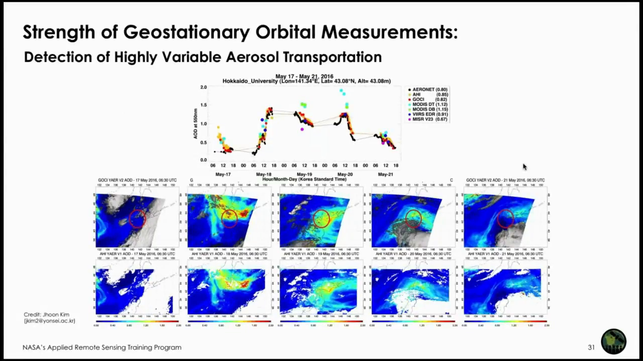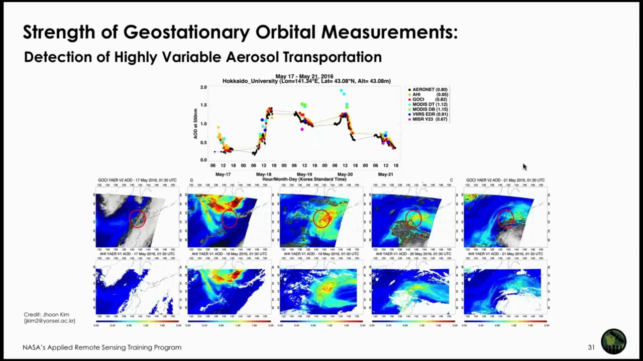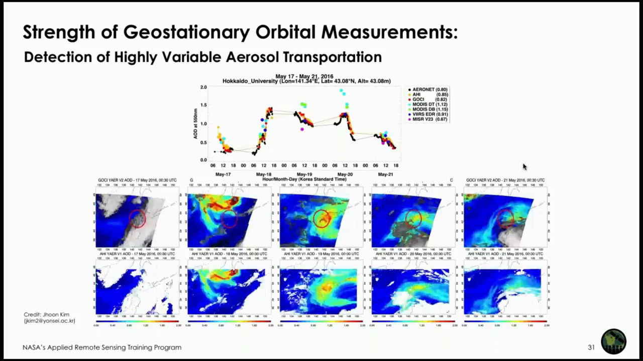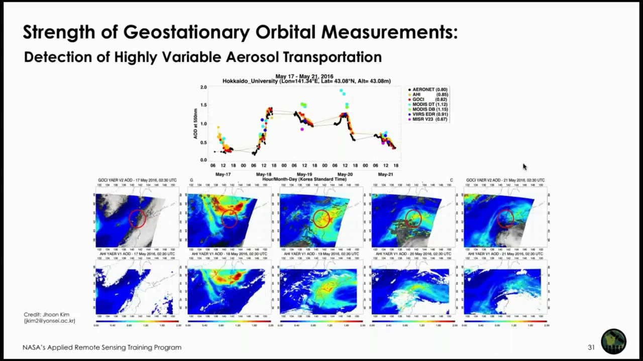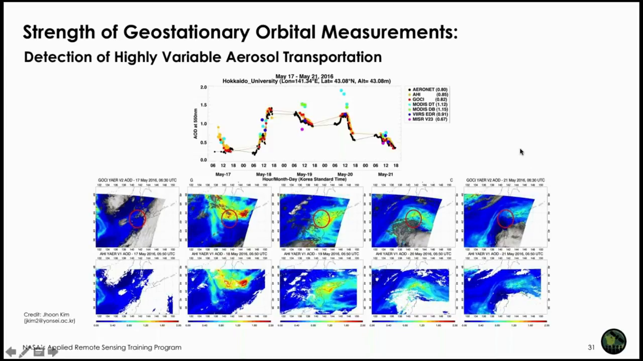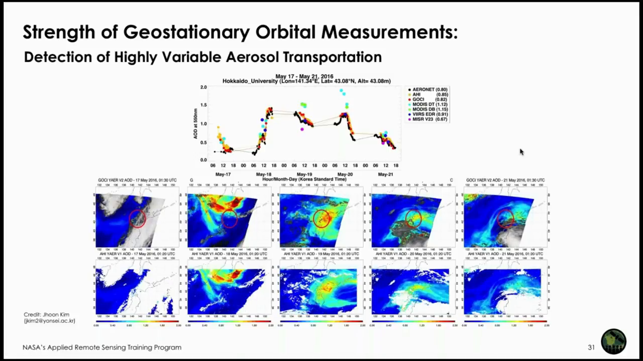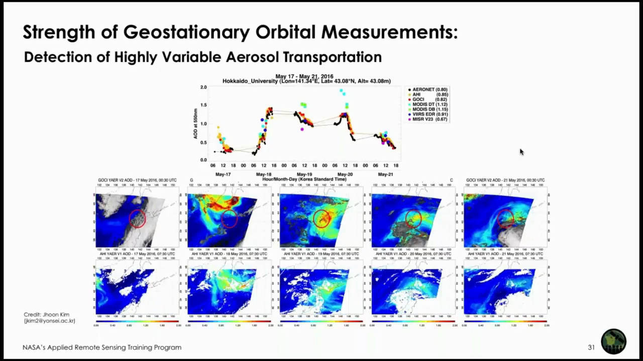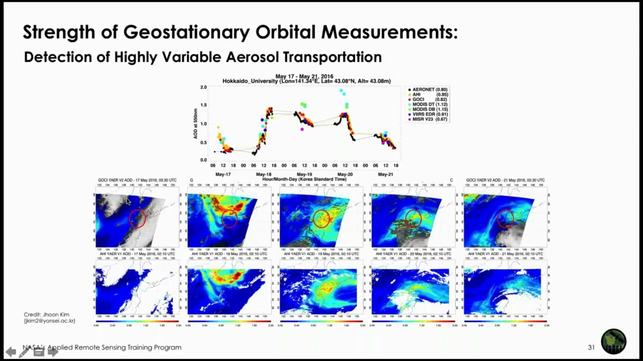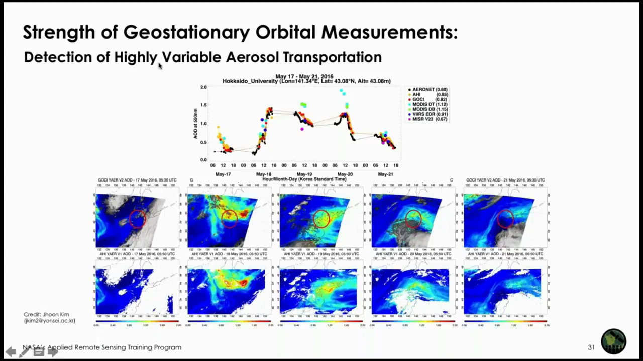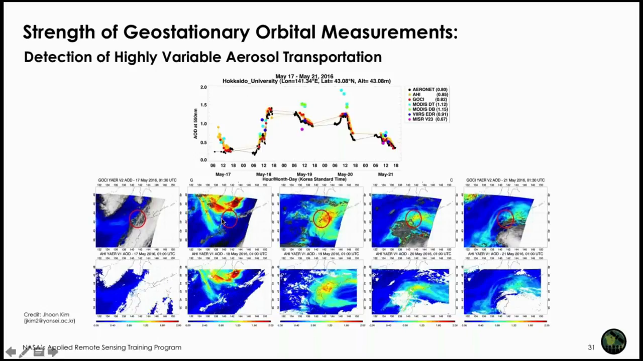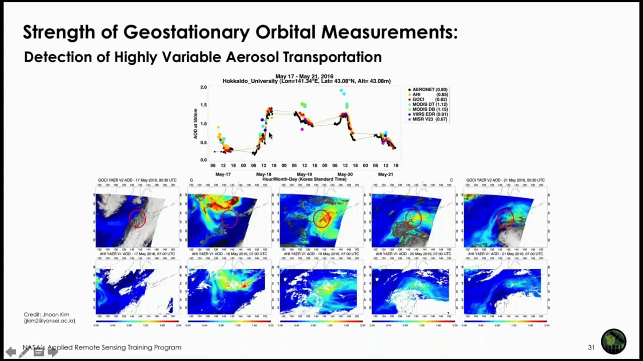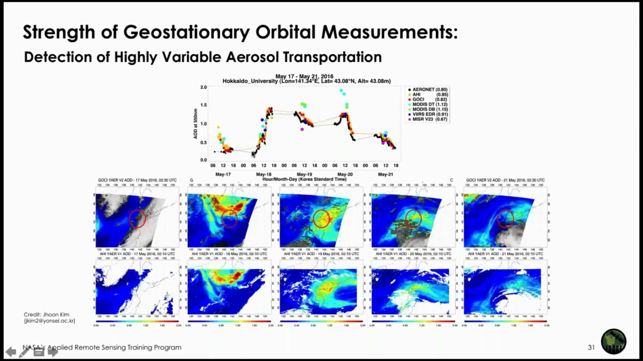Strength of geostationary orbital measurement: the detection of highly variable aerosol transportation. Aerosol can be very highly variable, especially in heavy aerosol transportation cases. This is the case of May 2016. The smoke aerosol plume was transported from Russia to northern Japan, the Hokkaido area. On the first day, in the left figure, the AOD was about 0.2. On the second day, the AOD changed rapidly from 0.2 to 1.5. Rapid change during a day.